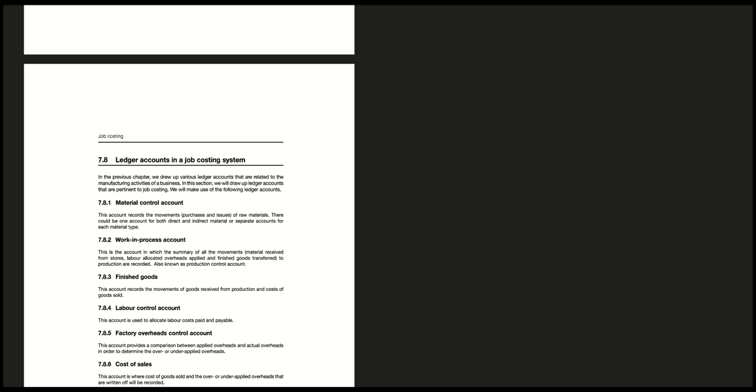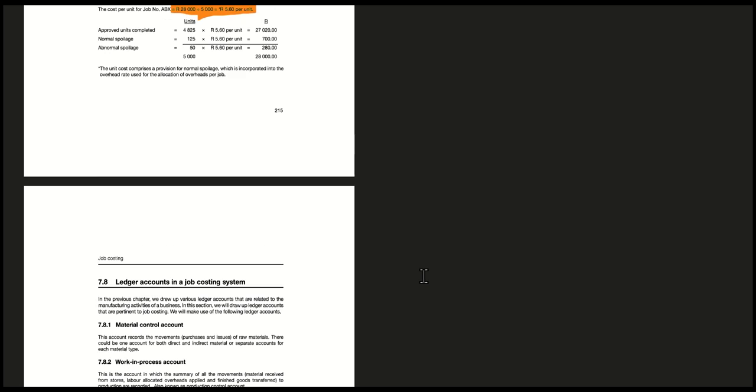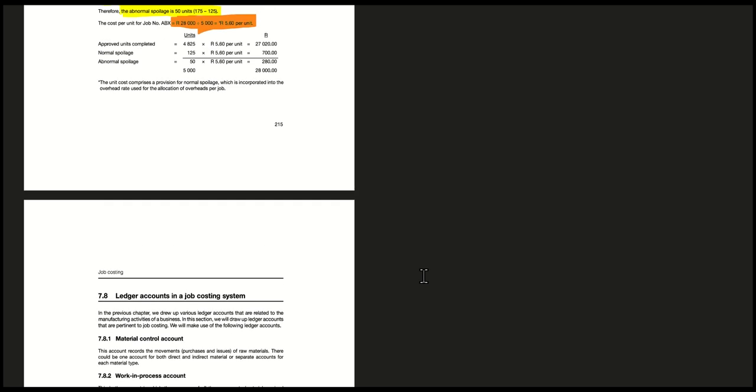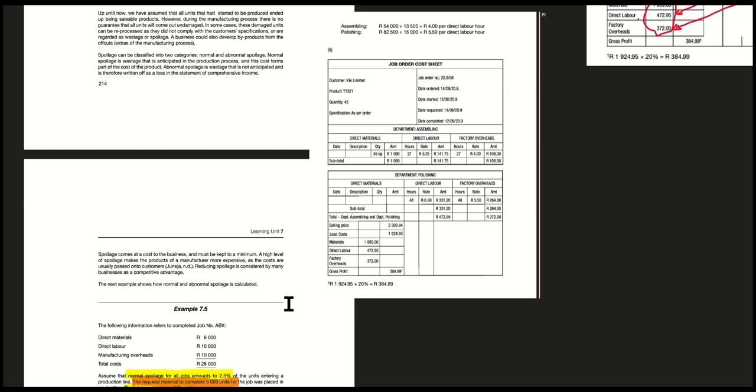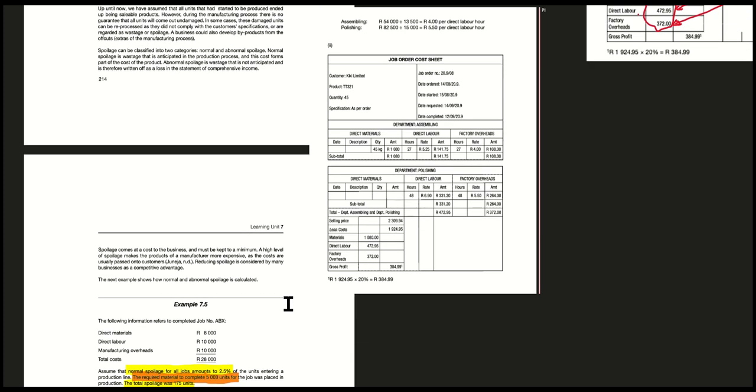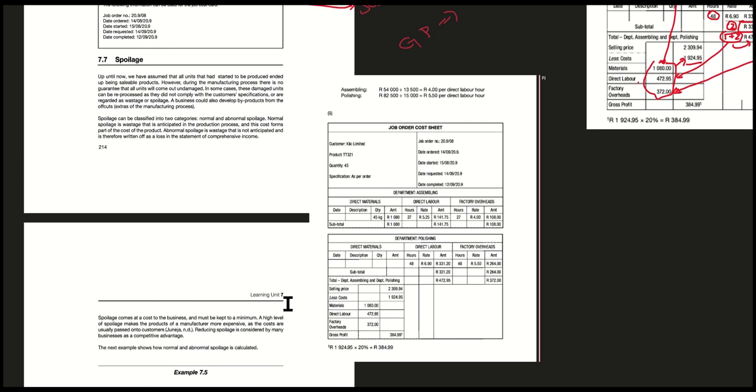The second part of your learning unit 7 touches on the ledger accounts in a job costing system. Right, just before delving into the ledger accounts, I would like to look at the spoilage as you're going to be reading this section. One thing to understand is that there would be what we call a normal spoilage, and then there will be an abnormal spoilage.